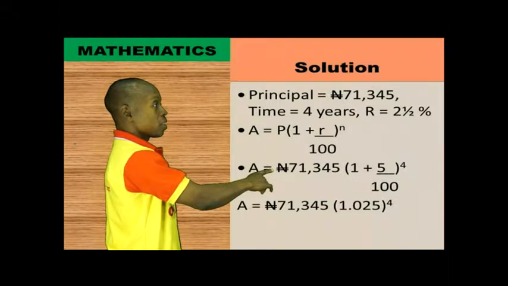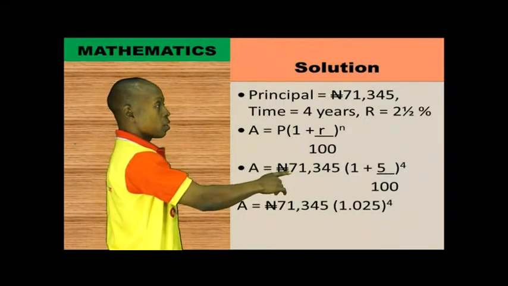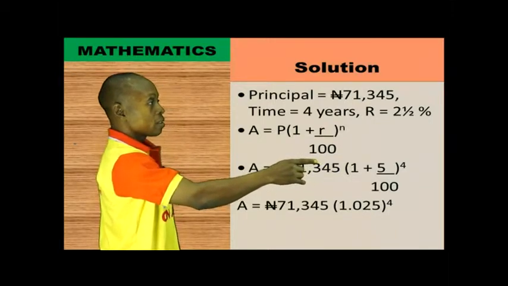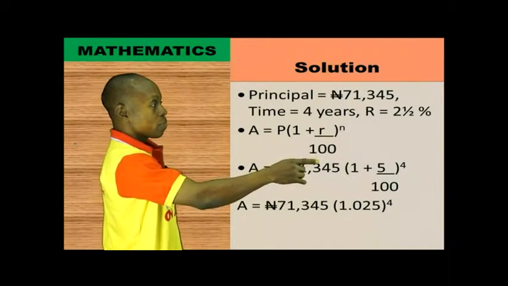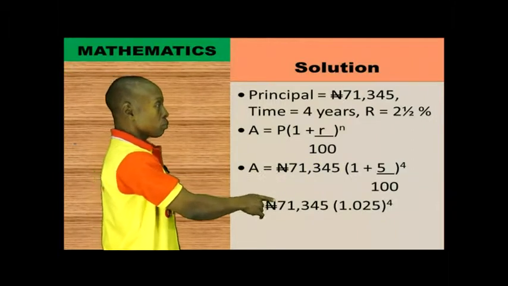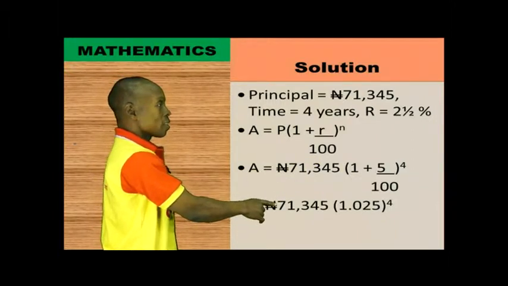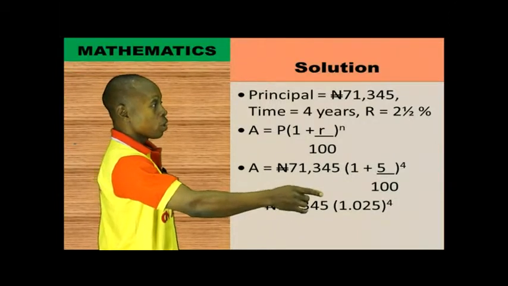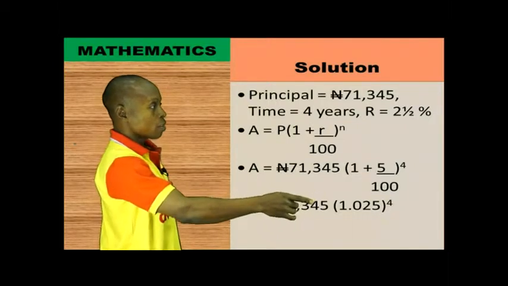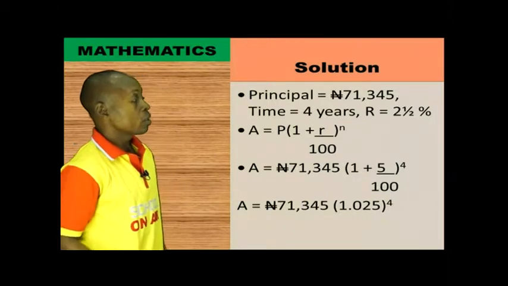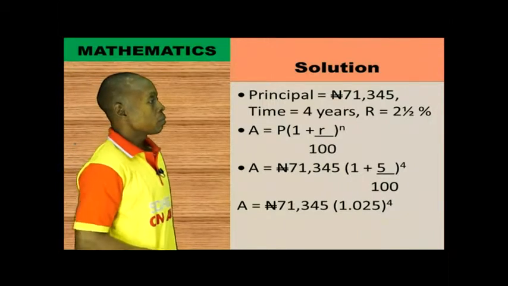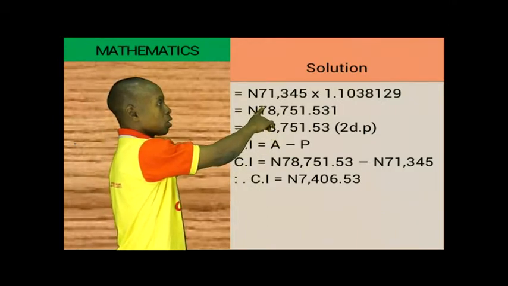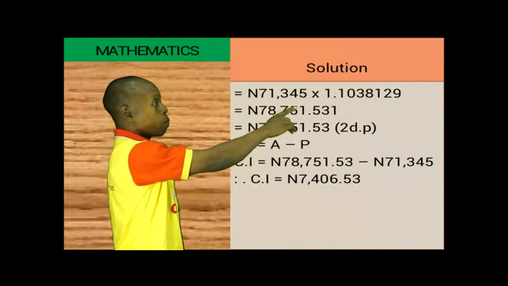We already know the principal, which is 71,345 naira. Then 1 plus the rate, which is 2.5%. Then you have amount is equal to 71,345 naira into bracket 1.025 raised to power 4, because the number of years in this case is 4 years. That's why you have raised to power 4 there. So you have 71,345 naira multiplied by 1 point.